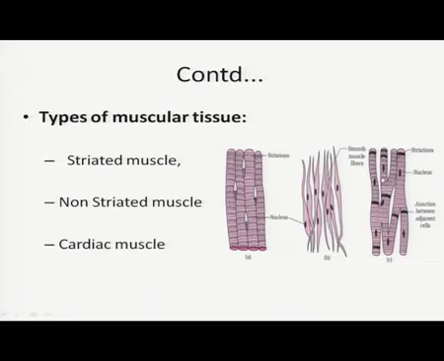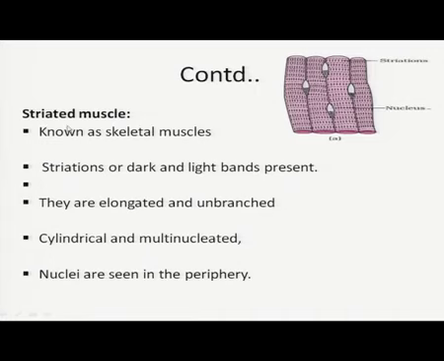Now, coming to the different types of muscular tissue: striated muscles, non-striated muscle and cardiac muscle. Very important concept. Now, what are the characteristics of a striated muscle? You can see the diagram and try to identify the characters here. They are elongated, unbranched, cylindrical, and they have dark and light bands. These are the dark bands, and in between the dark bands you can see the light bands or striations.